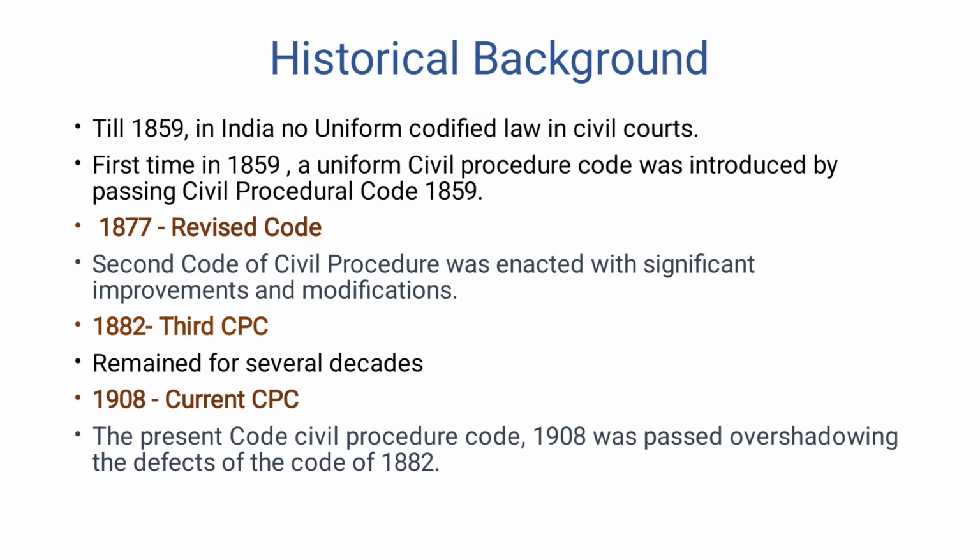1877 was enacted with significant improvements and modifications, but still it didn't solve the needs. So another attempt was made in CPC 1882. This is the third CPC code. It remained for several decades, but as the social and legal needs evolved, finally the current Civil Procedure Code 1908 was passed, overcoming the defects of the Code of 1882.